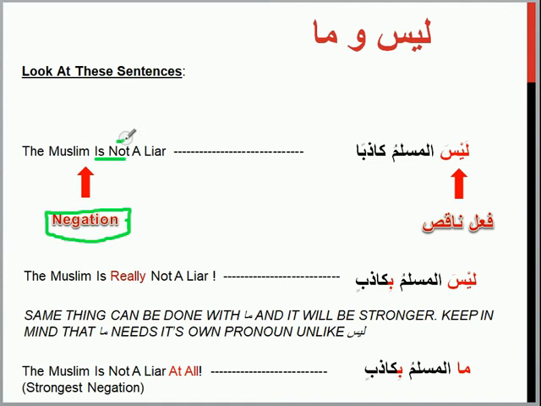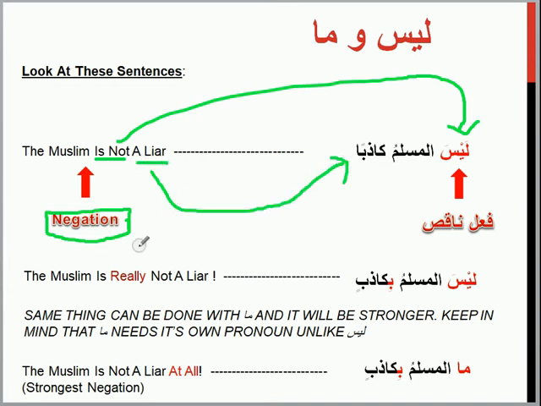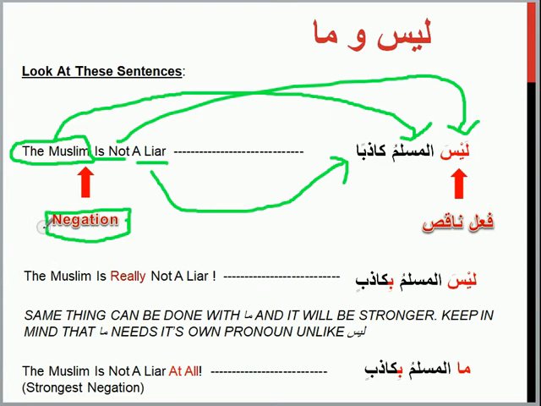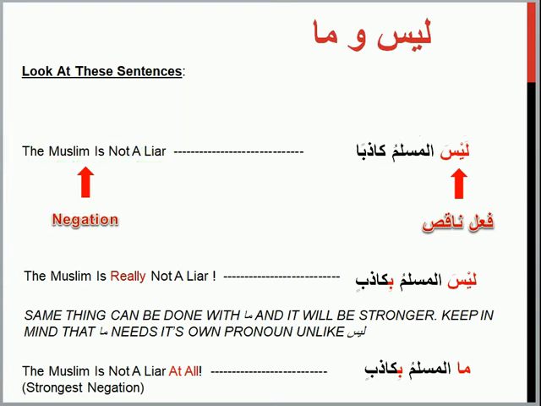Okay, so is not is coming from Laisa, which is fi'l Naaqis, like we discussed before. A liar would be kaziban, which would be khabar of Kaana, and in this case khabar of Laisa. And the Muslim is clearly an outside doer, so it would be ismu Laisa, which is this one. However, I am not here to discuss this structure. We're here to talk about the differences between Laisa and Ma. So when you use Laisa, the Muslim is not a liar. But if you want to make it stronger, hey, he's really not a liar, then we add a ba.